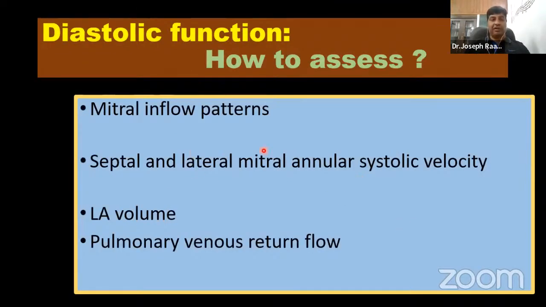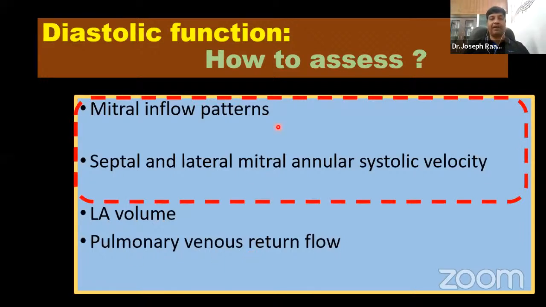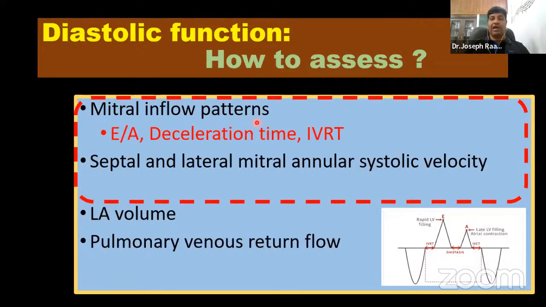So how are we going to do this? The comprehensive echo deals with so many patterns: your mitral inflow patterns, annular systolic velocity assessment, LA volume, pulmonary or hepatic venous return. But as a bedside tool, we are concentrating only on these two parameters. The one is mitral inflow patterns. As the name suggests, we are going to analyze the inflow at the mitral valve so that we get these two waves, E and A. Then we have different time intervals.